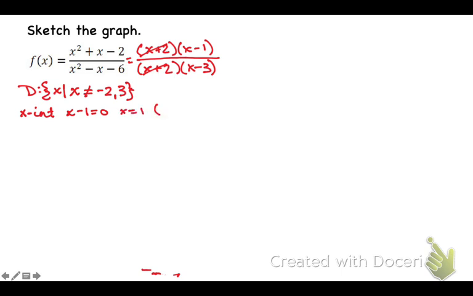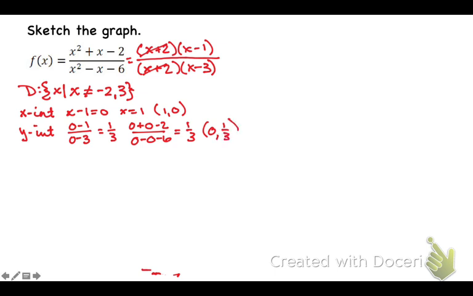So my x-intercept, we write it as a point. My y-intercept is going to be zeros. So 0 minus 1 over 0 minus 3 will be 1/3. You can also put it into the original, 0 plus 0 minus 2 over 0 minus 6, which should also be 1/3. So the point is 0, 1/3. It doesn't matter original or reduced on the y-intercept.